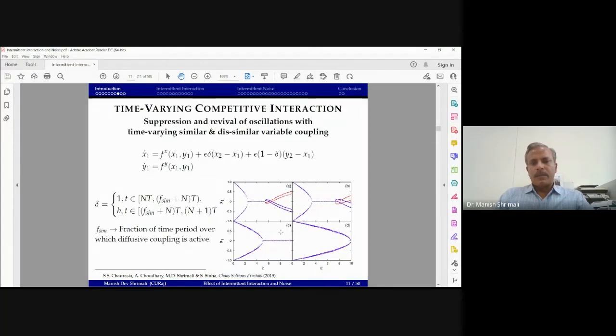And recently, the time-varying competitive interaction was also introduced, where the system has two forms of interaction. One is delta (x2 minus x1), and another is (y2 minus x1). The first is the interaction between similar variables, and the second is the interaction between dissimilar variables. And again, you can put this delta function as a binary function, 1 and 0, or any number between 0 and 1. In that case, I have plotted the amplitude of the first oscillator. It goes slowly from 1 to 0, which is the no oscillation state, and it continues there, and then with further increase of the coupling strength, there is a revival of oscillations also.